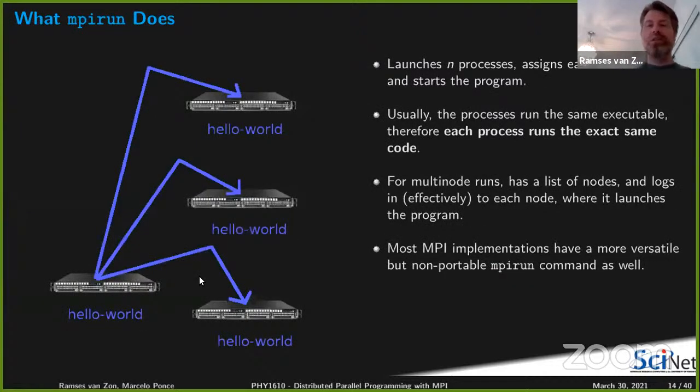mpirun launches these things, but also tells them, usually by some environment variables, that they are part of a larger group, the communicator, and what their rank is in that communicator. The application doesn't know that yet until they call MPI init, but the MPI library has ways to retrieve that information through the MPI init call.